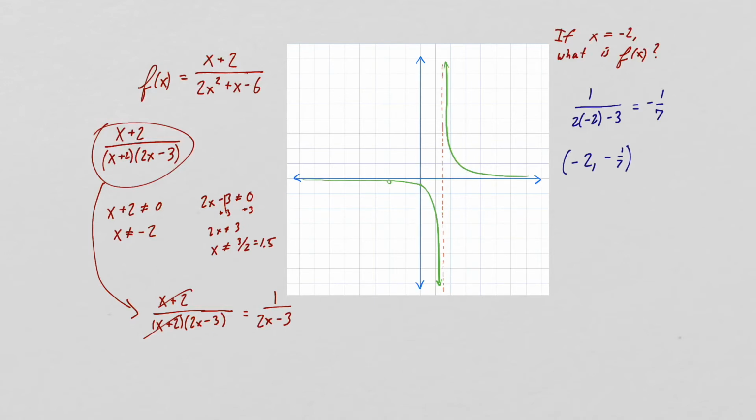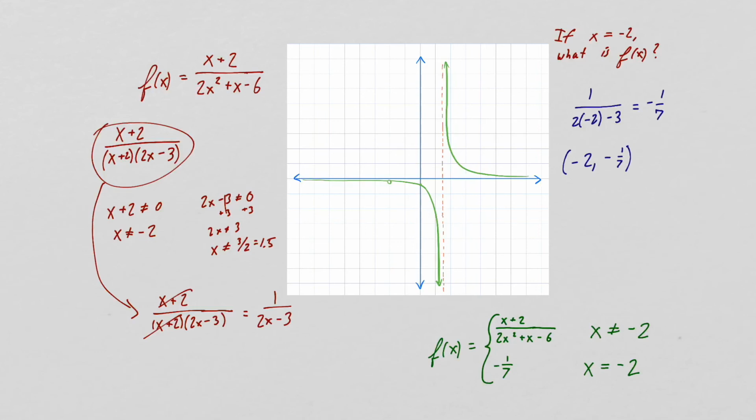That's all we need to do, because now we know what this could be if we were allowed to define it. So we can redefine f of x as a piecewise function. We have our open curly bracket, and it's going to be our original function, x plus 2 over 2x squared plus x minus 6, anywhere as long as x does not equal negative 2. But if x is negative 2, our function is just going to be negative 1/7. And that's it. This allows us to remove the discontinuity.